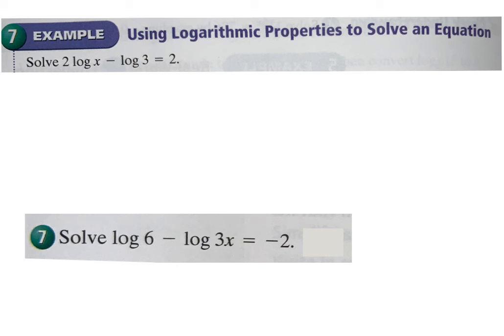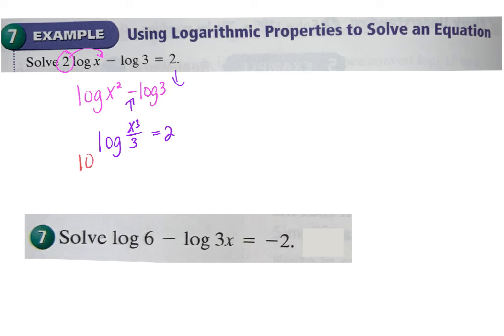And so my rules of condensing say this 2 can go up here in the exponent position, right? So I have log of x squared minus log of 3. And then the next rule says that this subtraction, I can make those divisions. So I have log of x squared over 3, 1 log. And then I'm going to have that equal to 2, right? I'm going to bring that 2 down. So now I have 1 log, and now I can use my base 10. This is a log base 10 because it's understood, right?